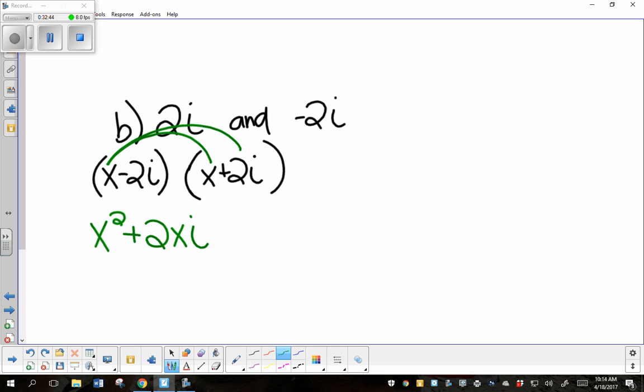What is negative 2i times x? Negative 2xi. Okay, now this is where we've got to be careful. I've seen a lot of mistakes on this, even on our retakes. So what's negative 2i times positive 2i? Negative. Negative times positive is negative. 2 times 2 is 4. I times i is i squared. A lot of us are forgetting that i squared.